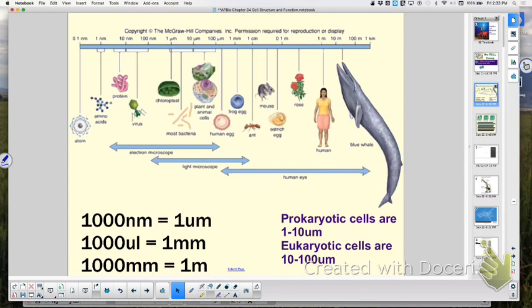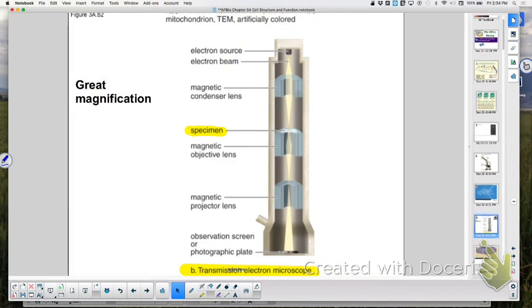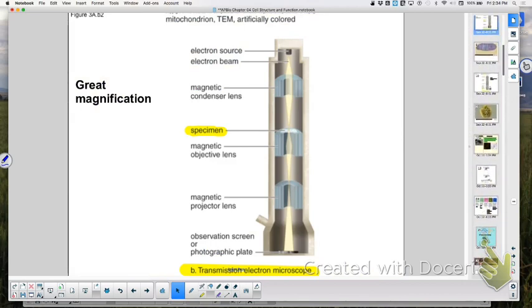What do we look at small things with? Microscopes. With light microscopes we can magnify up to maybe 1,000 or 2,000 times, which is what we have here in the room. But even better still would be an electron microscope. That's all I wanted you to know about that.